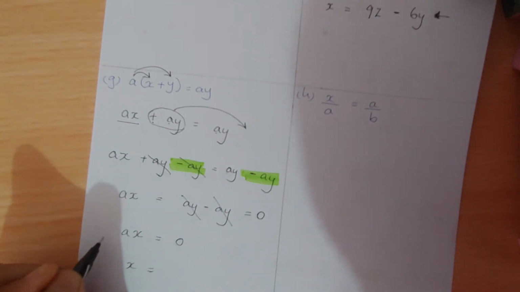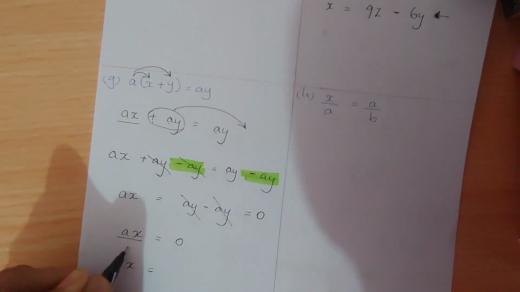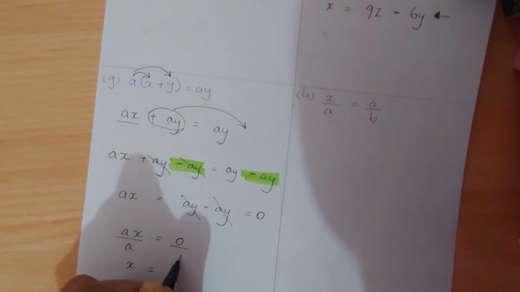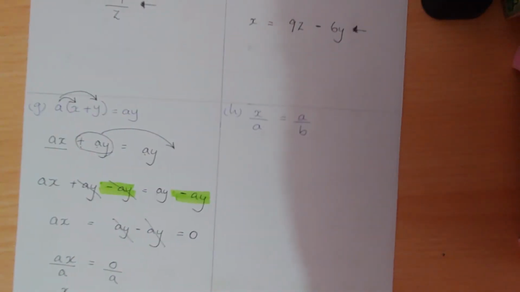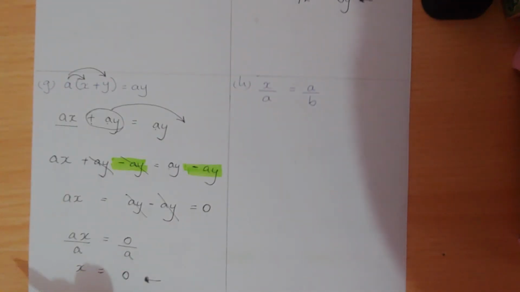eliminate this times a, I need to divide by a, and 0 divided by a, it will be again 0. And the last one, therefore, x is equal to 0 here.